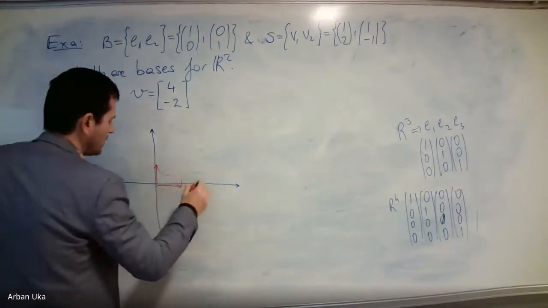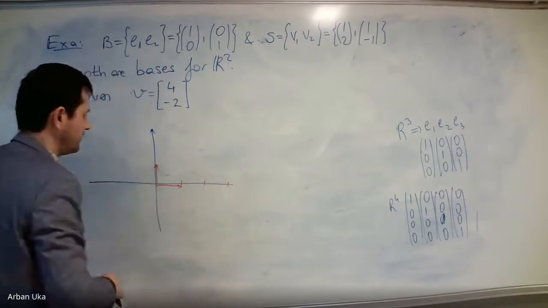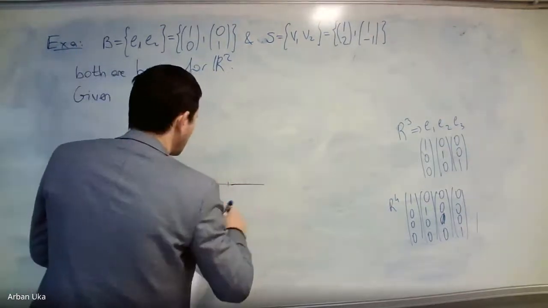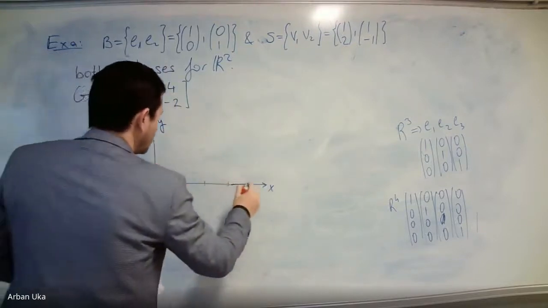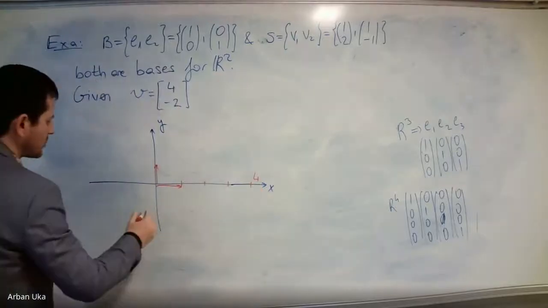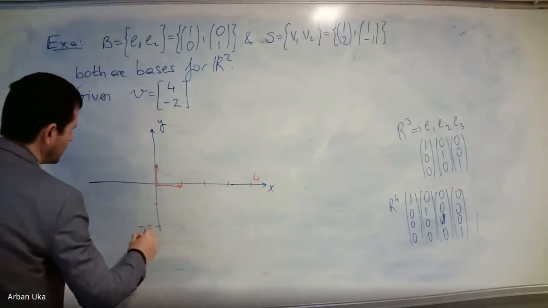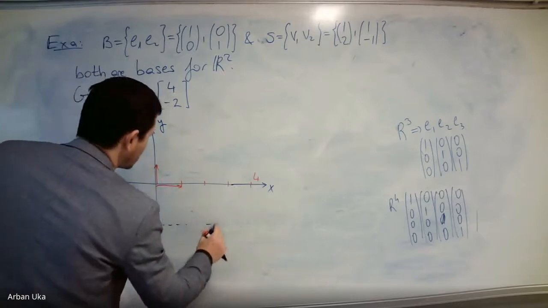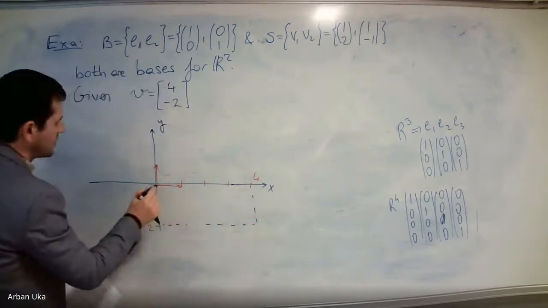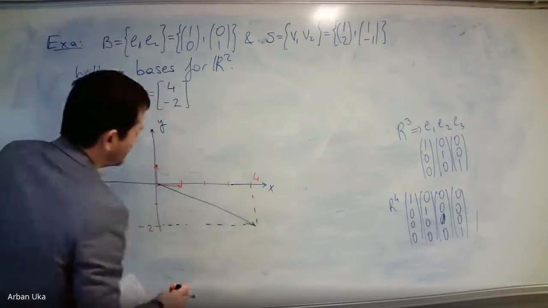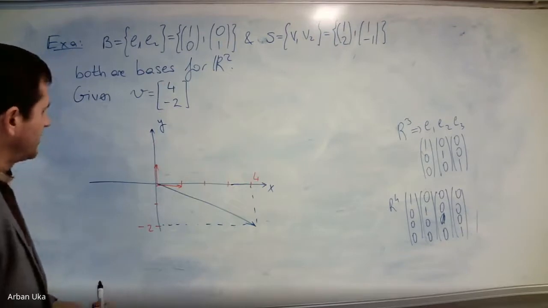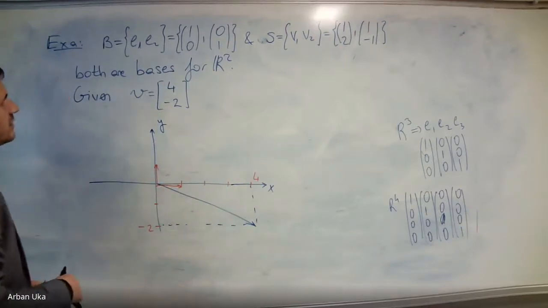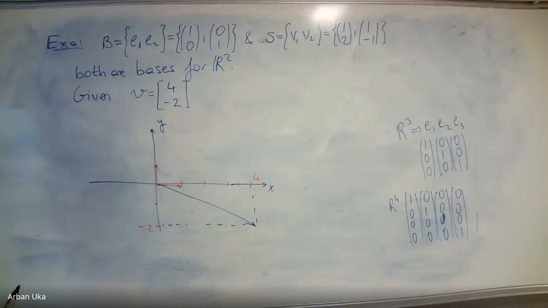This is the x-axis, this is the y. This is 1, 2, 3, 4. Where is minus 2? It's minus 1, minus 2. And this vector (4, -2) is here. Now we can always ask, do these two vectors span the board? Of course, it looks like it does. So this point (4, -2), that's where we had it. Now we can ask the question which we had before.